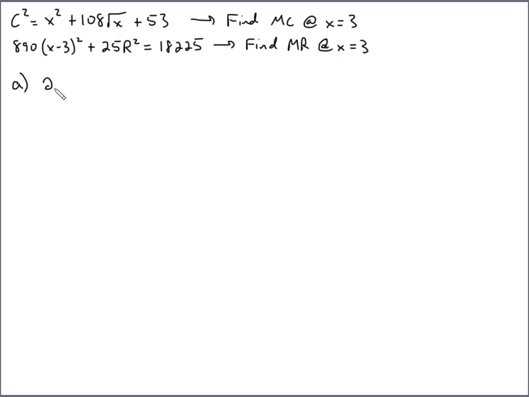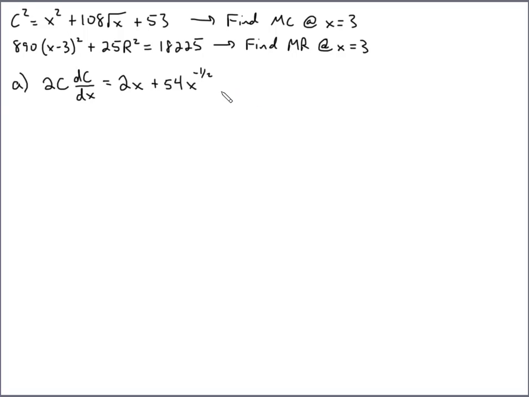So the way that we do that is we take the derivative of the power rule, move the 2 in front, lower the power by 1, multiply this by the derivative of c with respect to x, so that's dc/dx. On the right side, we're differentiating with respect to x, so 2x is the derivative of x squared. This is x to the 1/2, so we can multiply this by 1/2. 108 times 1/2 is going to be 54, so we'll get plus 54 x to the negative 1/2, and the derivative of 53 is 0.